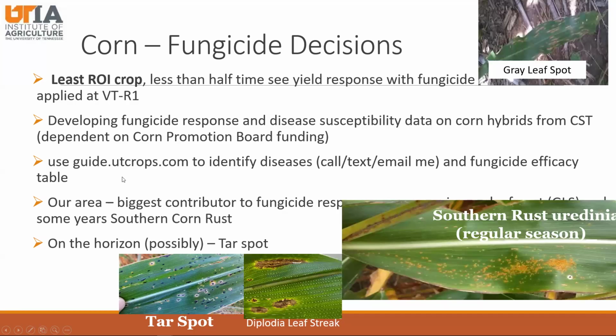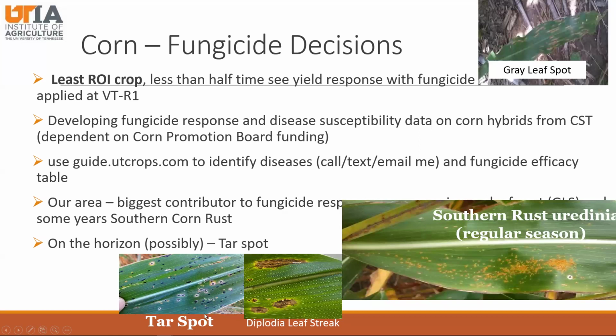In our area, our biggest contributors to fungicide response are gray leaf spot, as well as southern rust. I'm also seeing some Diplodia leaf streak more often in the past few years, but again, I do not see a fungicide response in terms of impacting yield on this foliar pathogen.